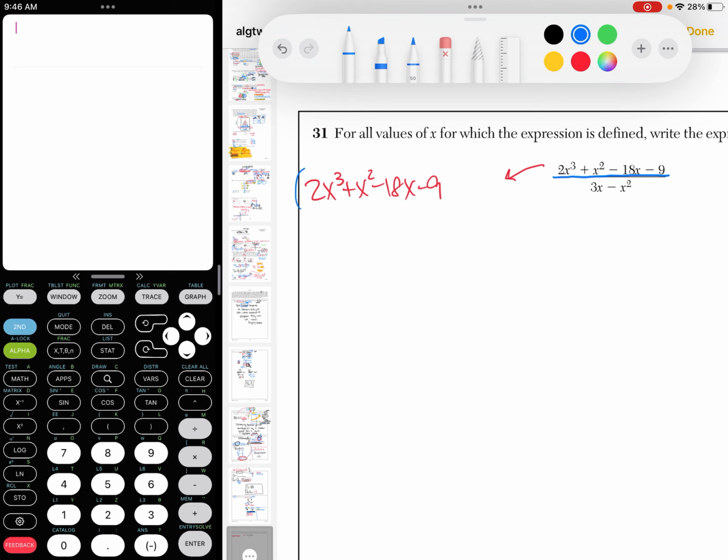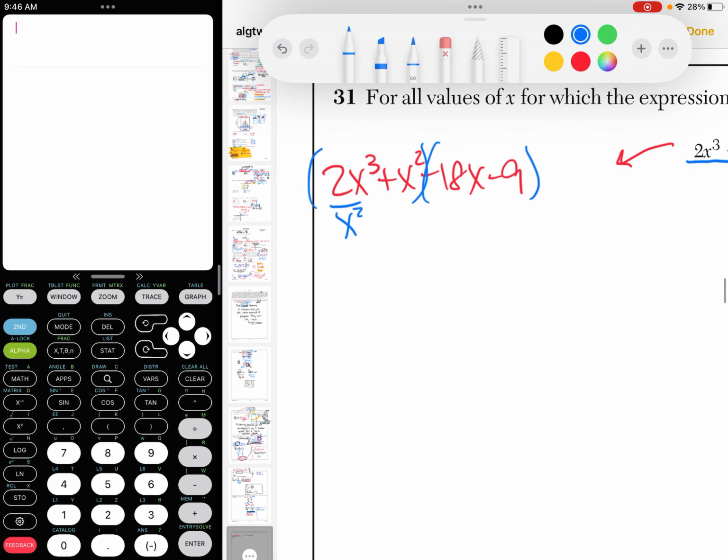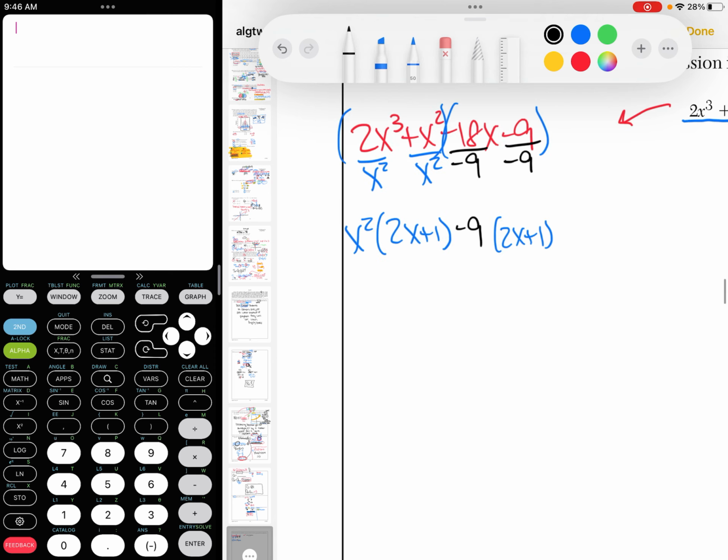Okay, so this one's grouping. I'm going to group the first 2 together, group the second 2 together. The GCF of my first group is x squared, so I'm going to take that x squared out, which will leave me with a 2x plus 1. That means I have to get a 2x plus 1 when I GCF the second group, which is going to need to be a GCF of negative 9 to make that happen.